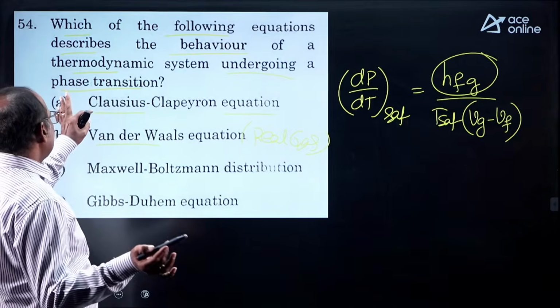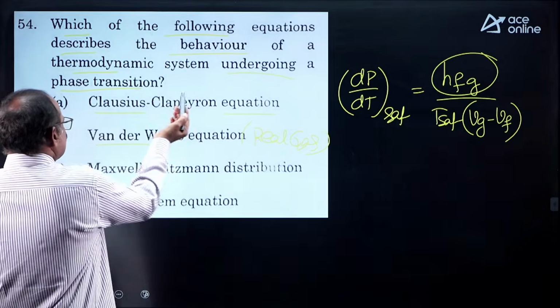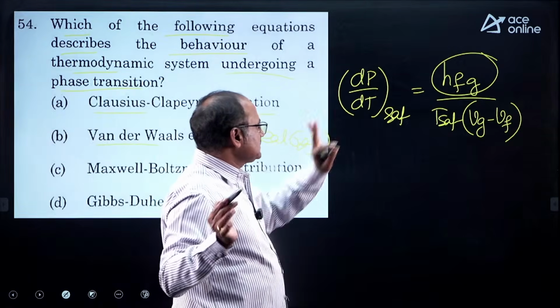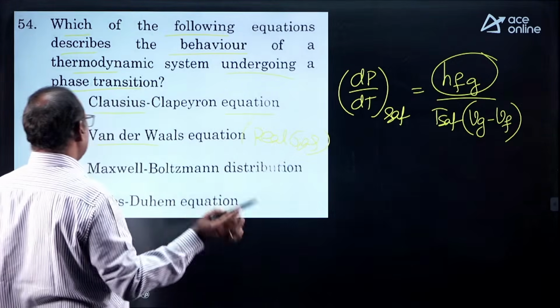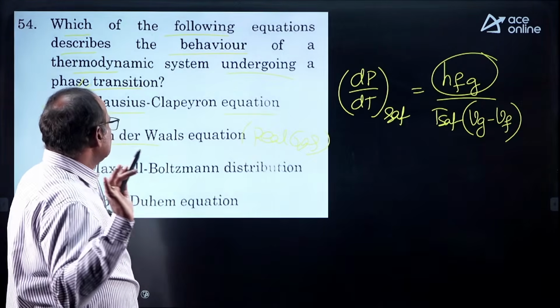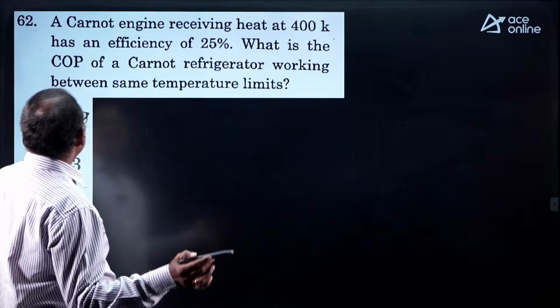Anyhow, it is given for the phase change process. Phase transition means phase change process. For the phase change process, you can use the Clausius-Clapeyron equation for finding the latent heat. Option A is absolutely correct. Okay. Similarly, look at another question, right?